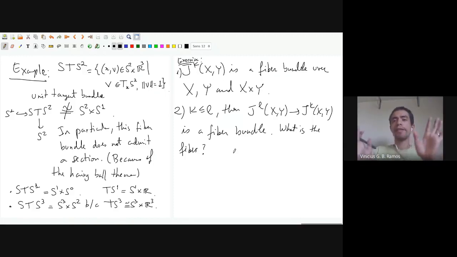So basically you take L-jets and you project them to K-jets. So you forget all the derivatives from K plus 1 to L. That's what this map is, some kind of forgetful map. And then the fiber is, if you look at a point like that, a K-jet, what are all the L-jets that are above it? So what freedom do you have, what information gets lost when you project?